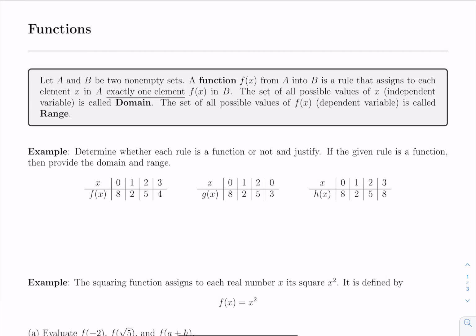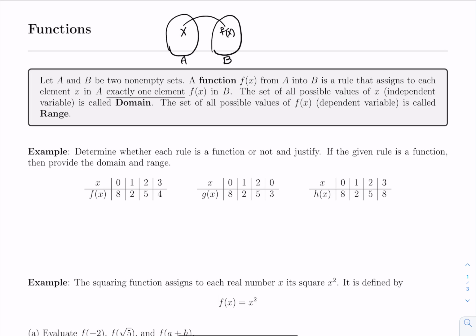Welcome back, everyone. In this lecture, we will introduce functions, function notation, domain, and range of a function. Consider two non-empty sets, A and B. A function is a rule that assigns to each element x from set A exactly one element f of x in B. The part where we say exactly one element is very important.